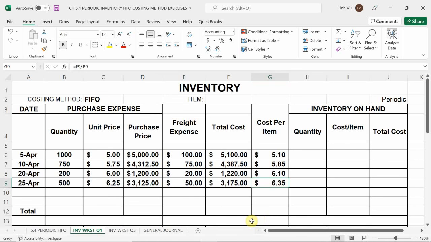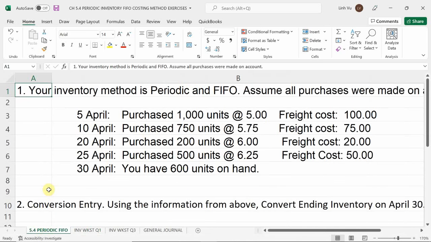So again, Excel is a very powerful program. It helps you calculate everything a lot quicker. Okay? So that's our inventory worksheet. Last scenario we have here is April 30th. You had a total of 600 units on hand. Okay, 600 units on hand.